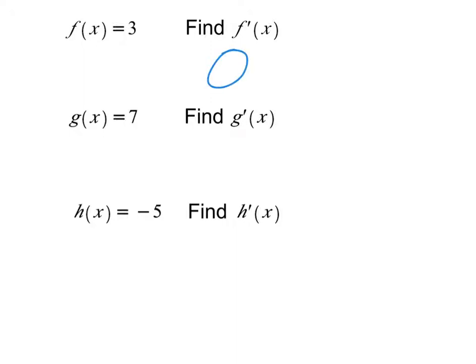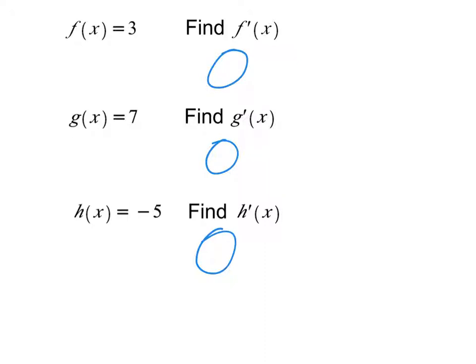What if g of x equals 7? What is g prime of x? 0. If h of x equals negative 5, what's h prime of x? It is 0. Because all of those end up being 0.